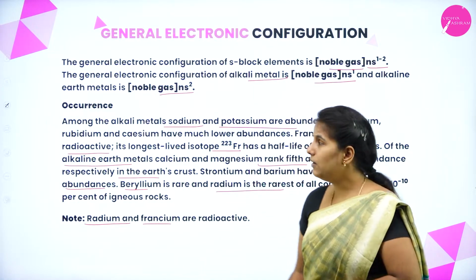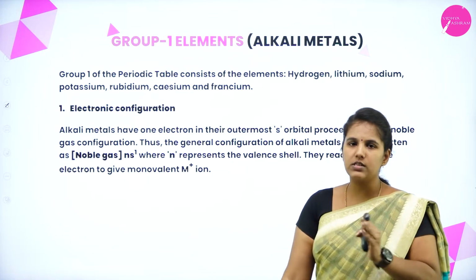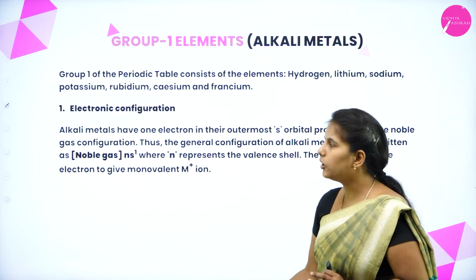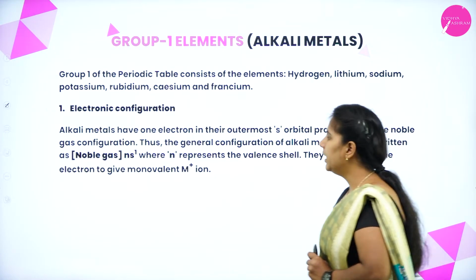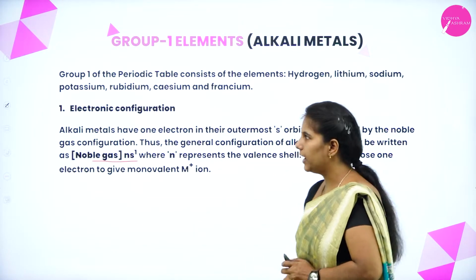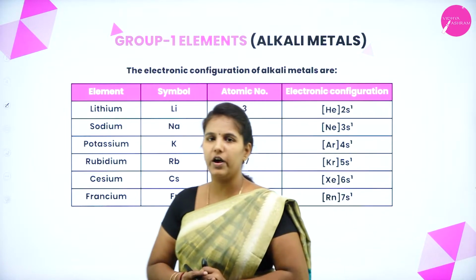Now let us see the electronic configuration of the group 1 elements. What is the general electronic configuration for the group 1 elements? It is represented as [noble gas] ns1. We'll see the elements belonging to group 1 now.